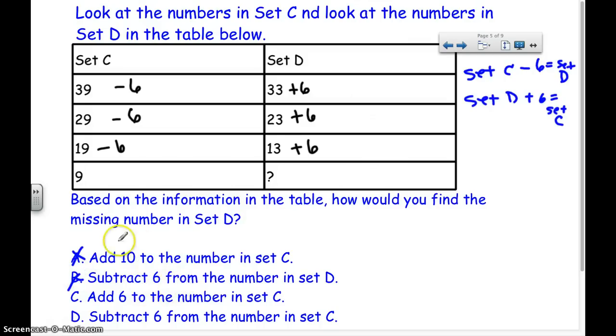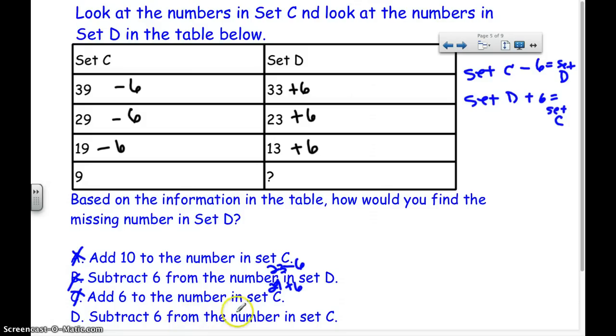Add 6 to the number in set C. So if I choose 29 and I add 6 to that, 29 plus 6 is not going to give me 23. So that is 100% wrong. If I take a number in set D, I'm going to go with 23, and I subtract 6, that definitely does not give me set C. So that does not work.